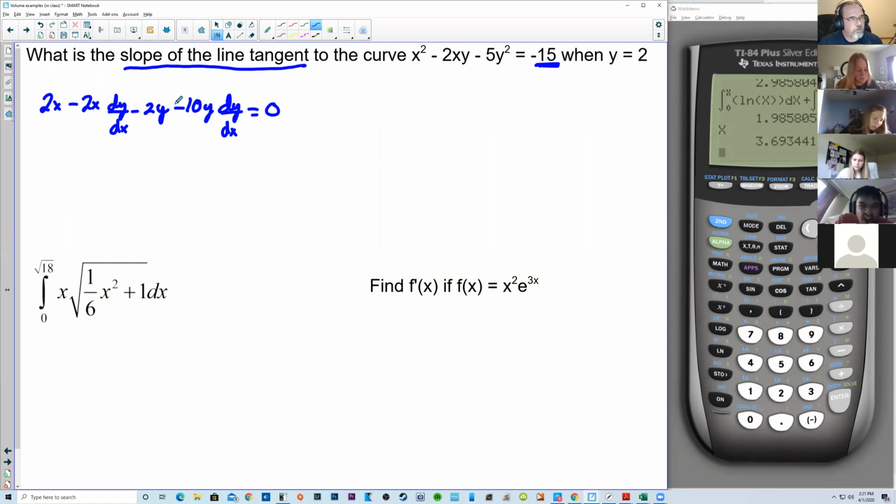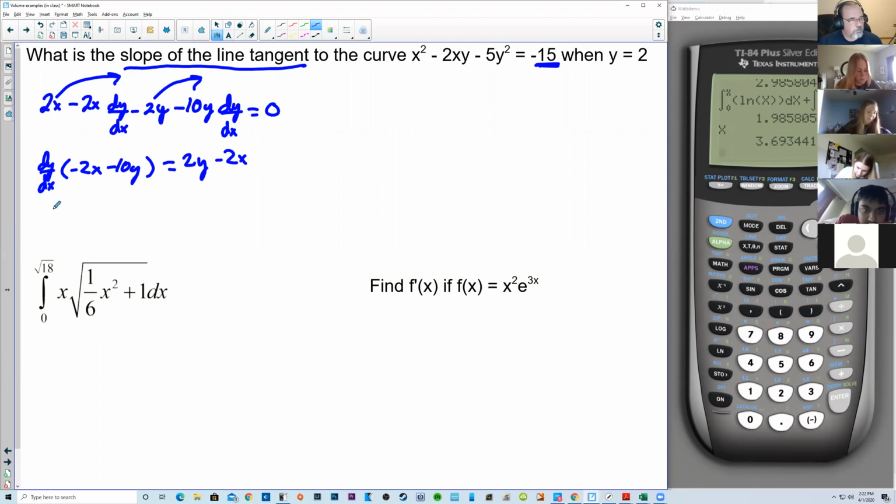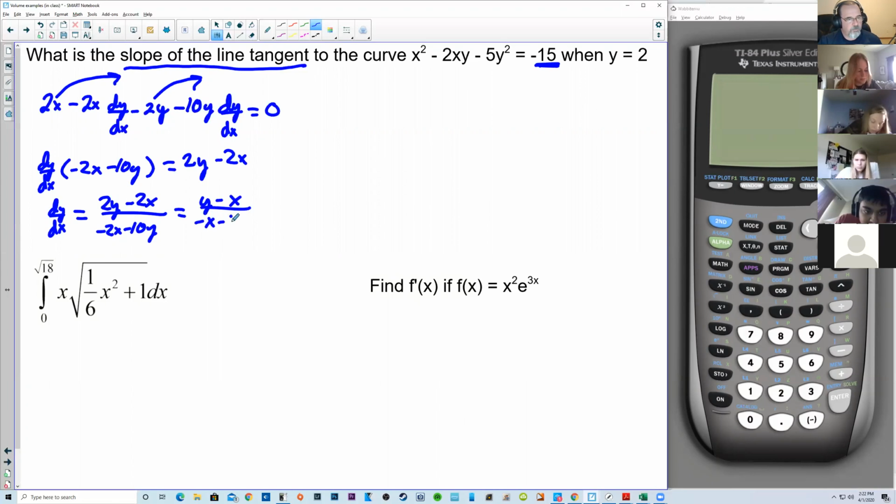So let's get this over to the other side, and then on what remains, we'll factor out a dy/dx. That's negative 2x minus 10y is equal to 2y minus 2x. So dy/dx is equal to 2y minus 2x over negative 2x minus 10y. And what we could do, and you don't have to do this, is divide everything by 2. Negative x minus 5y.